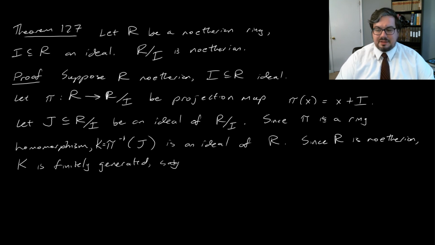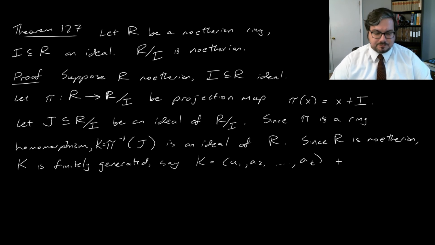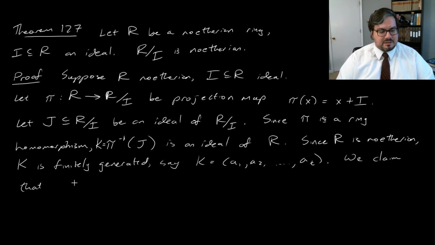Let's say that K is generated by A1, A2, up through AT for some elements A1 through AT of the ring R. All right, we're going to claim that the images of these elements under the map pi are generators of the ideal J. We claim that J is equal to the ideal generated by the images of these elements.